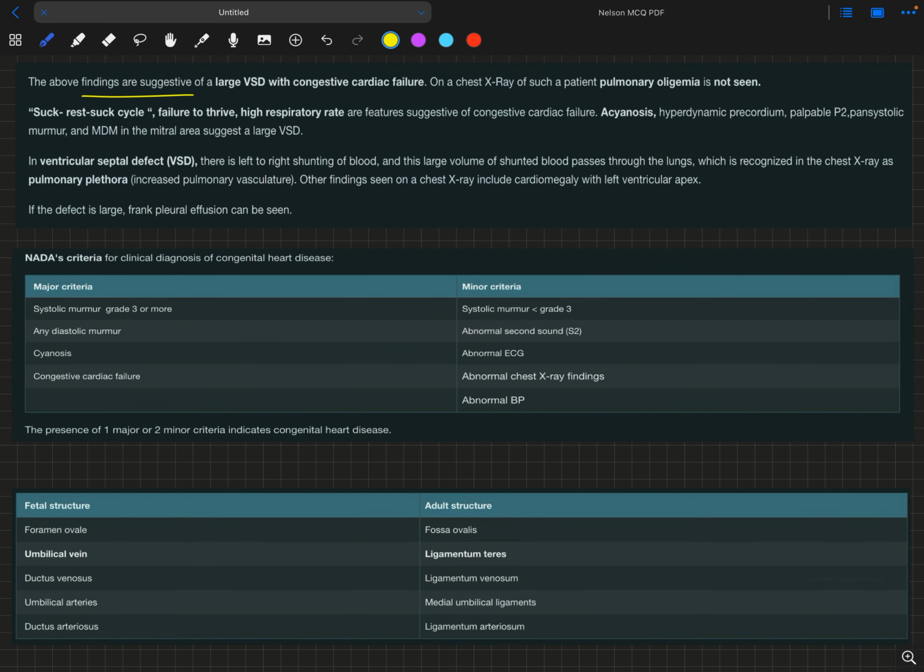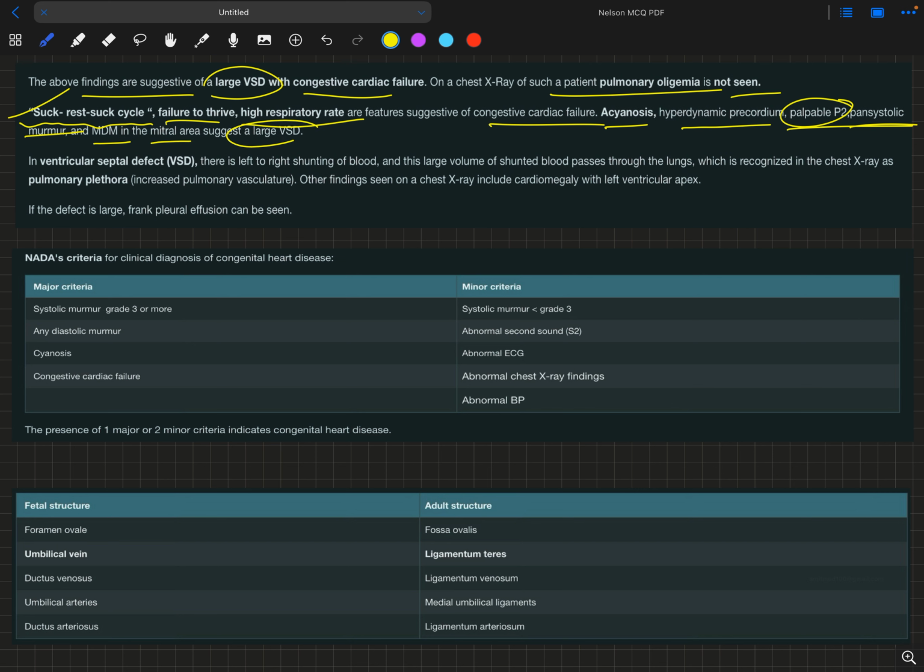The above findings are suggestive of a large VSD, which causes congestive cardiac failure. X-ray would suggest pulmonary oligemia, which is not seen. The feed, rest, sweat, rest cycle is important, and failure to thrive. This word is important: feed, rest, sweat cycle. A high respiratory rate is suggestive of congestive cardiac failure. Acyanosis, hyperdynamic precordium, and a palpable P2 are due to development of pulmonary hypertension. Pansystolic murmur and mid-diastolic murmur in the mitral area are suggestive of a large VSD.